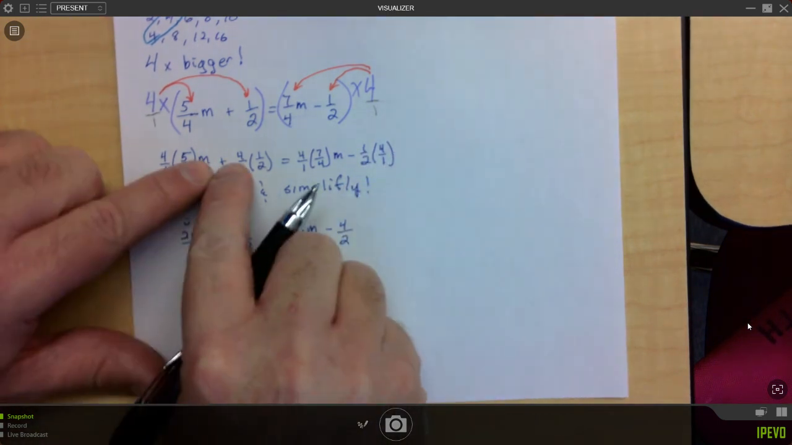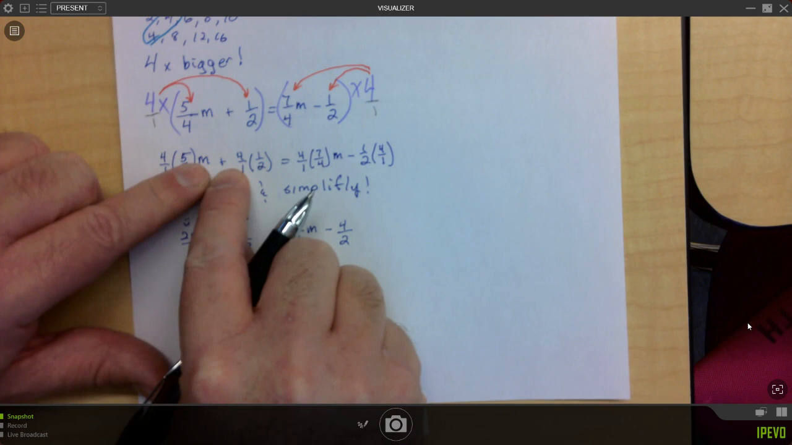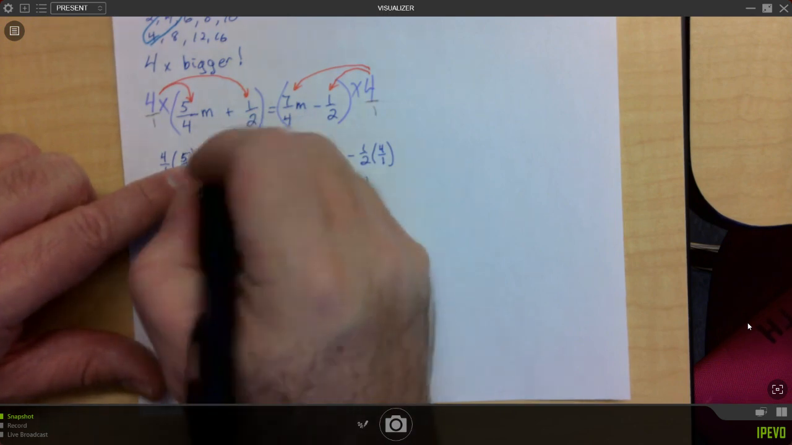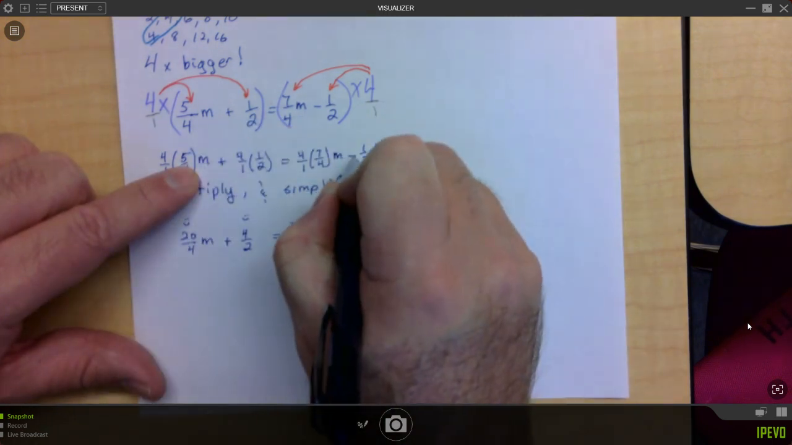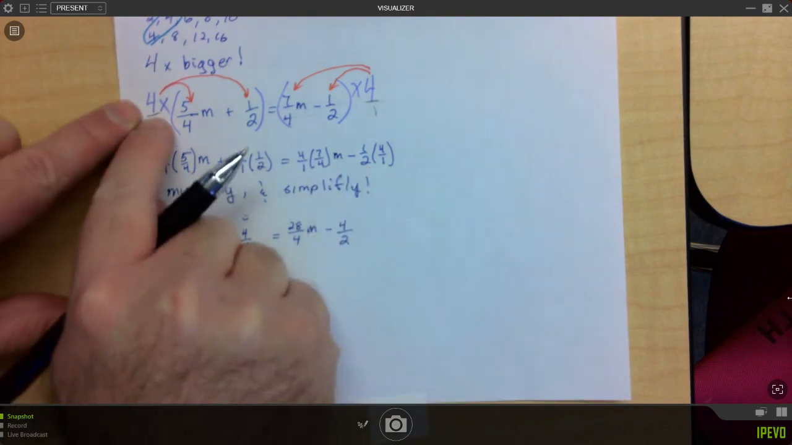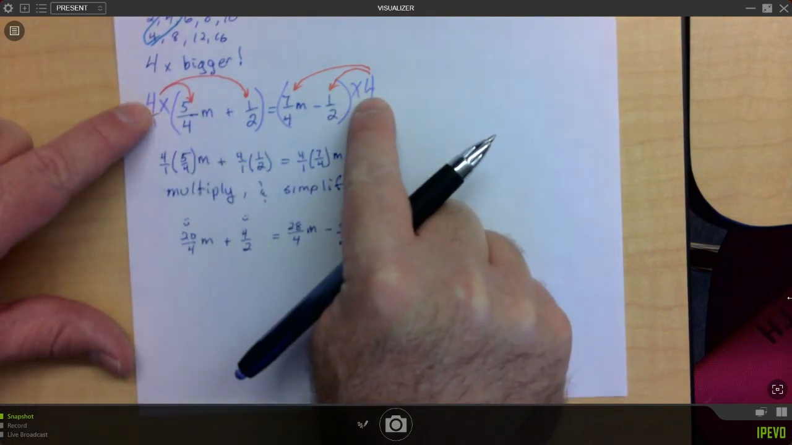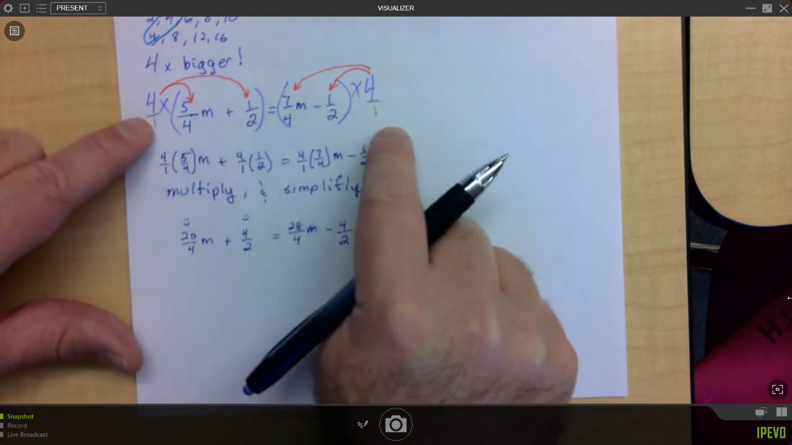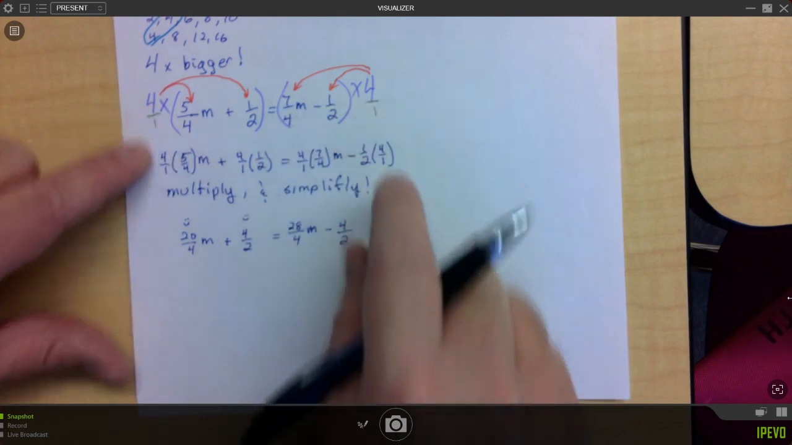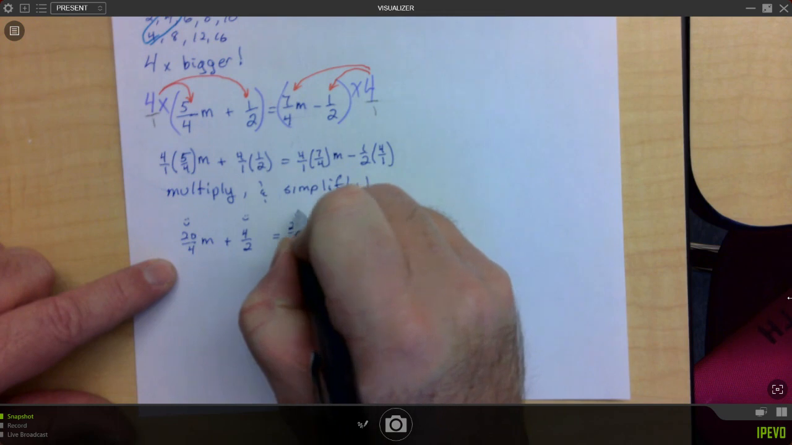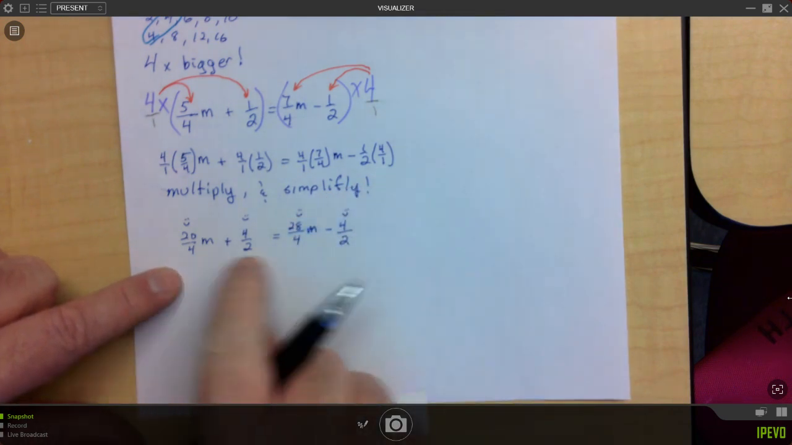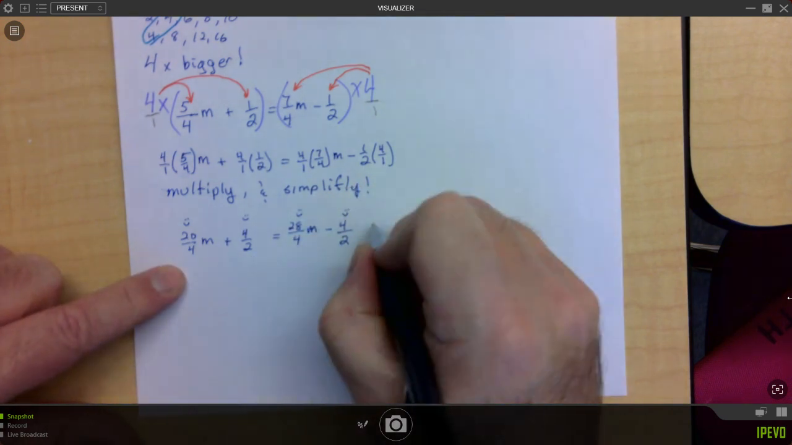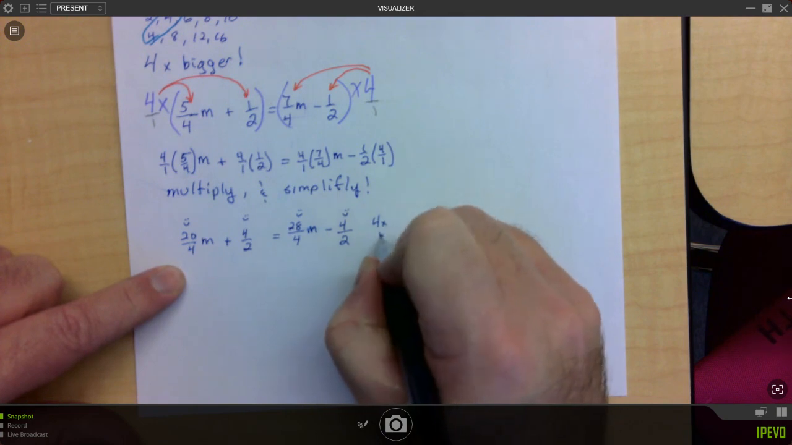Okay? Notice I didn't change the operations, right? This is an addition, all right? This is a subtraction. The only time that would change is if I decided to multiply both sides by a negative number. But I'm not really motivated to do that. Why not keep it simple? So I'm happy here and I'm happy here. This is the result of making this equation 4 times bigger.